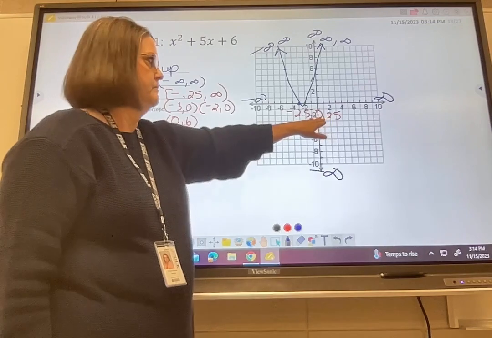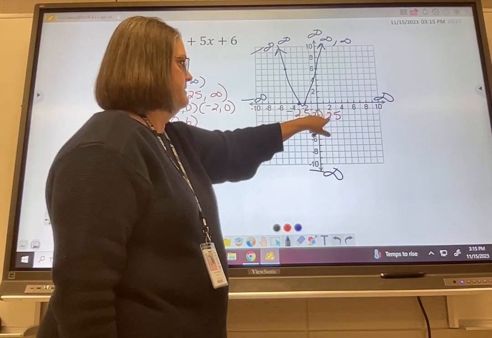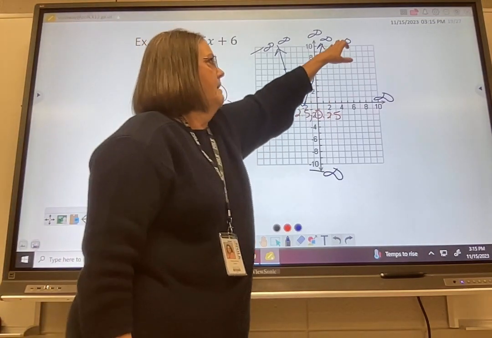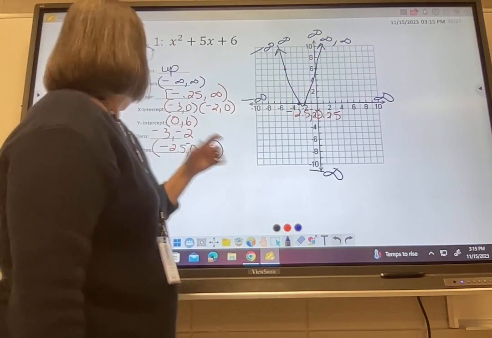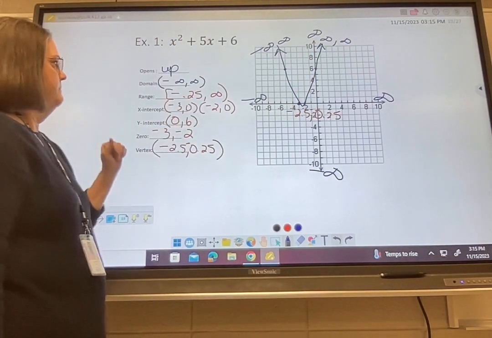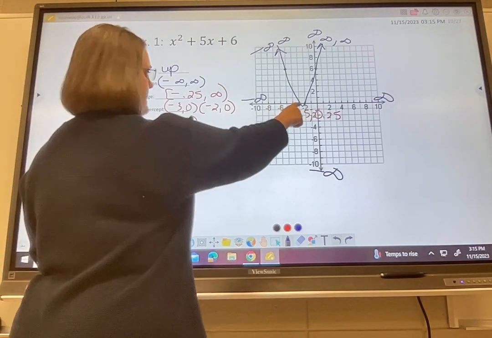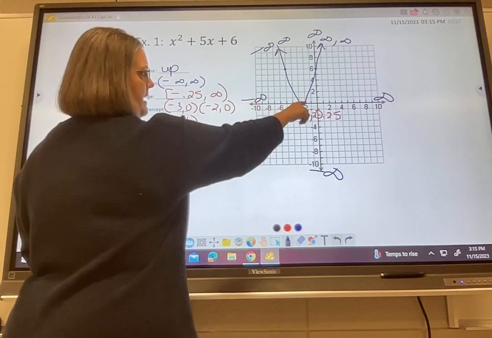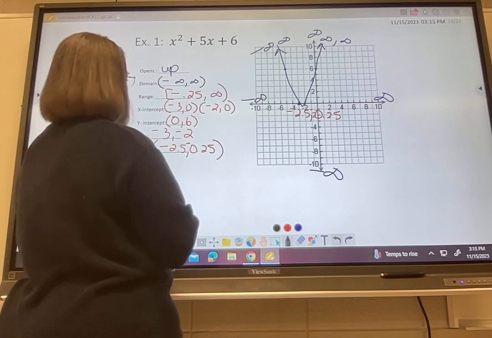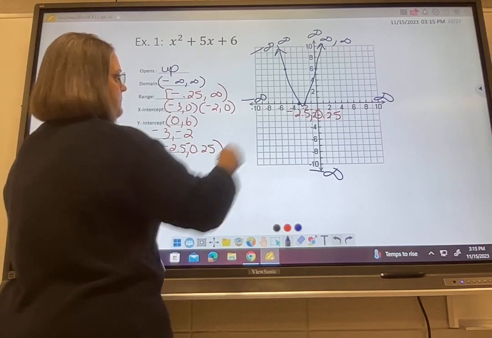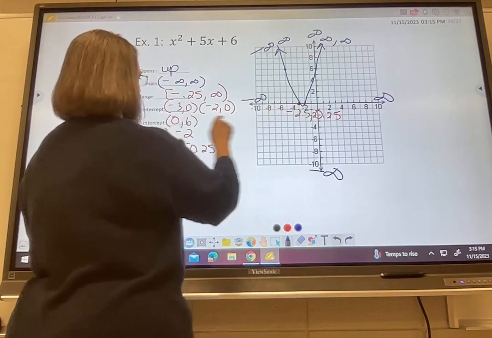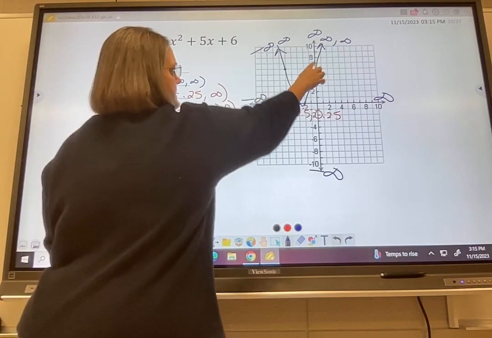Okay, the range here goes from the lowest y value, which is 0.25 or 1/4, and you can find that on Desmos. So my lowest y value is 0.25 to my highest y value is infinity. So I labeled that. My x-intercepts are negative 3, 0 and negative 2, 0. I'm sorry, both are x-intercepts. My y-intercept is 0, 6.